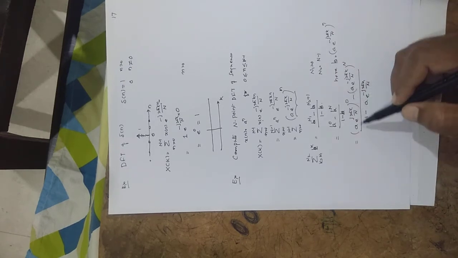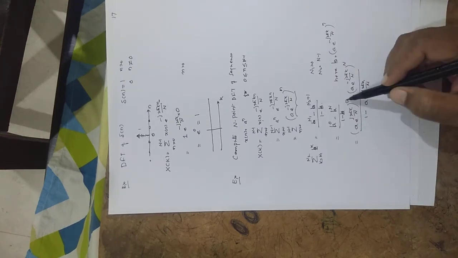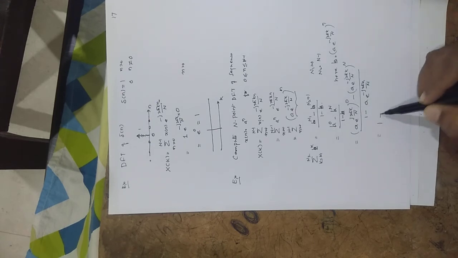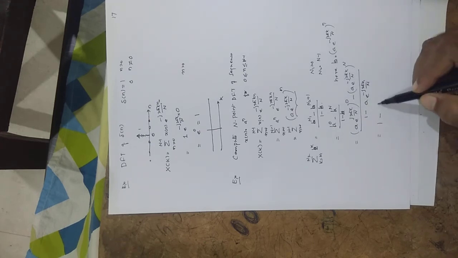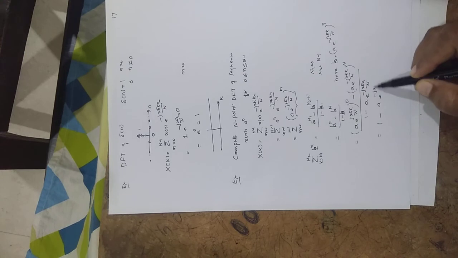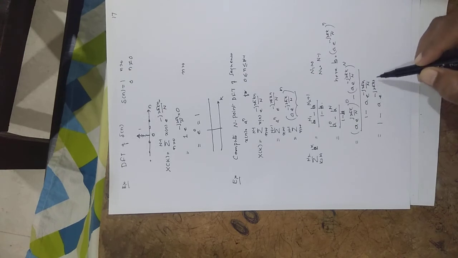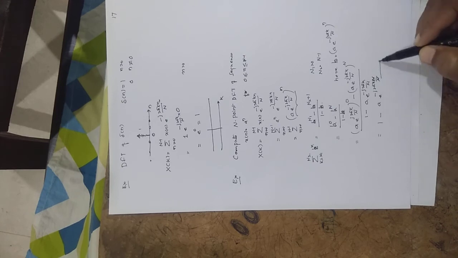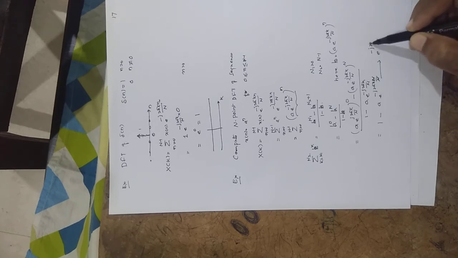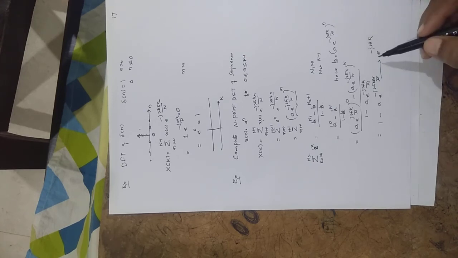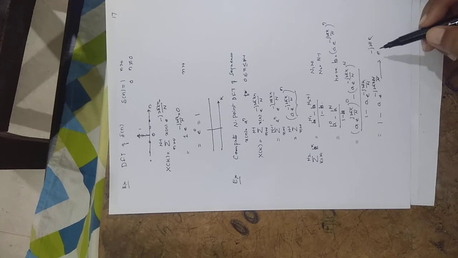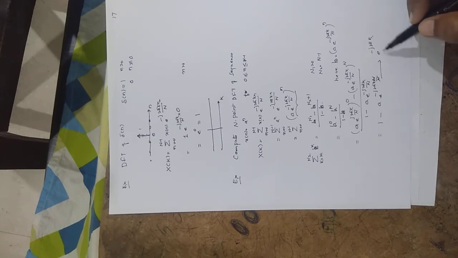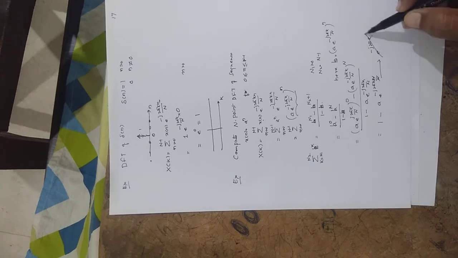Okay. What is this value? Something to the power of 0 is 1. Here, in the second term, a e to the power of minus j 2 pi k n by n, these two cancel. So this will be e to the power of minus j 2 pi k. What is the value of e to the power of j 2 pi k? For multiples of 2 pi, its value is 1.